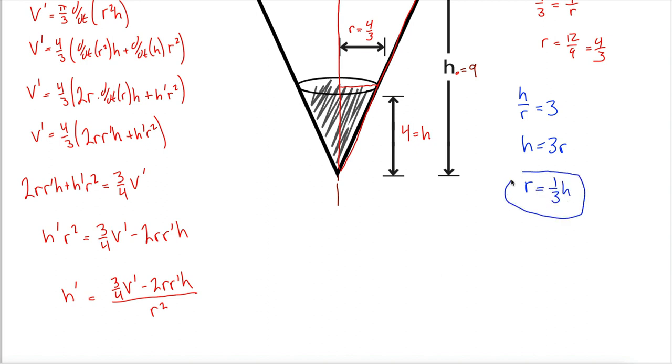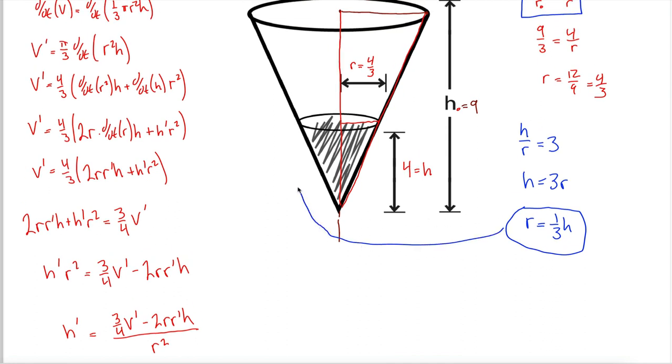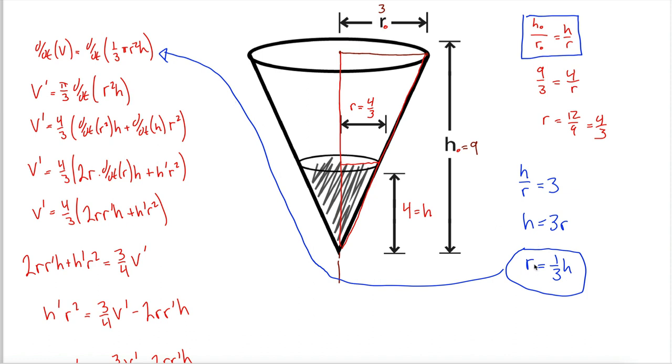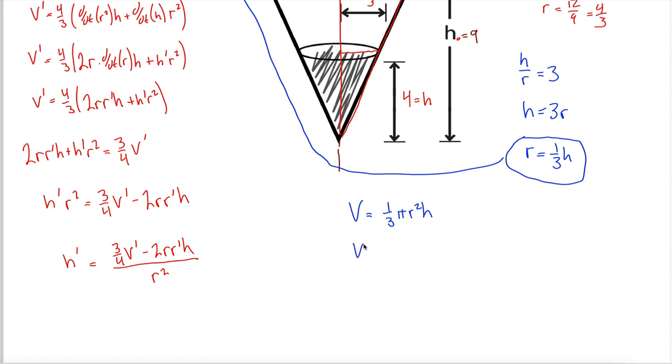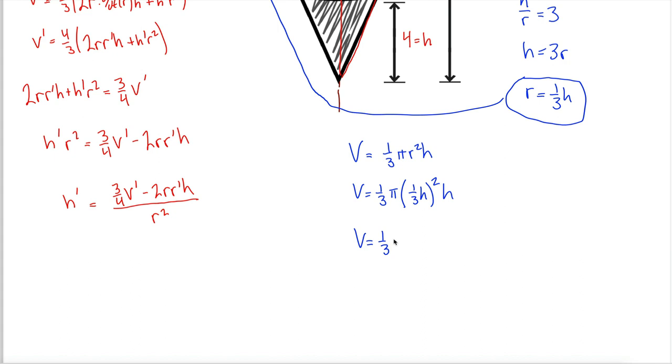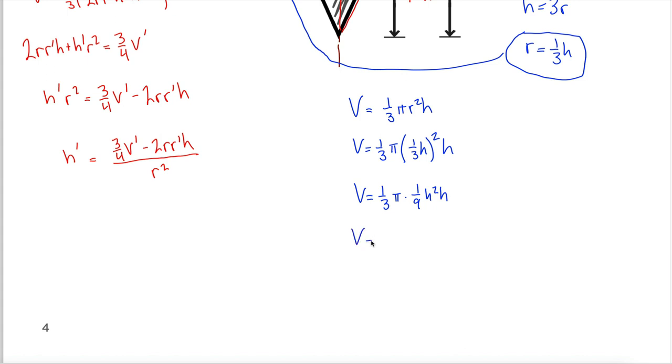Why is that useful? Well, what this allows me to do is come back over here to my equation and get rid of all the r's. There does not need to be r's in this equation at all, because r is just equal to 1/3 times h. So what I could have done is taken my equation V equals 1/3 pi r squared h and replaced this r with 1/3 h. What would that look like? I'd get V equals 1/3 pi times (1/3 h) squared times h. In other words, V is equal to 1/3 pi times 1/9 h squared times h. In other words, V is equal to 1/27 pi, the 1/3 times the 1/9, times h to the 3rd power.